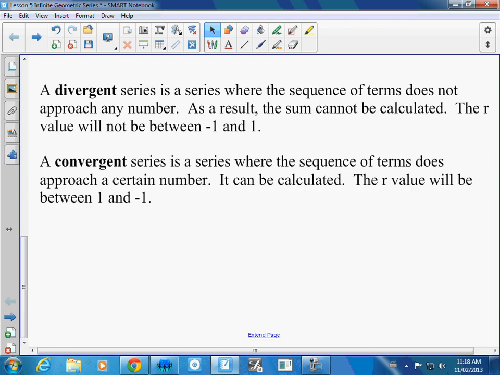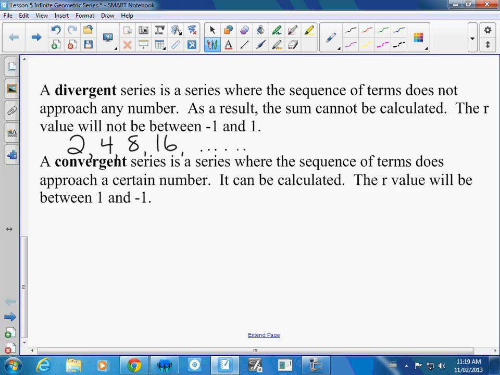Okay, now, think about that for numbers. So a divergent series is where the sequence of terms does not approach any number. It goes and it keeps getting bigger, right? So let me give you an example. Divergent. There's a little bit of room. So divergent would be something like this. 2, 4, 8, 16, and so forth.